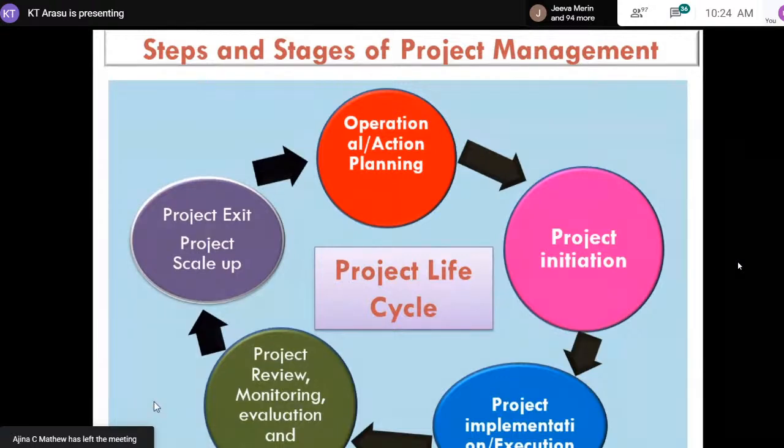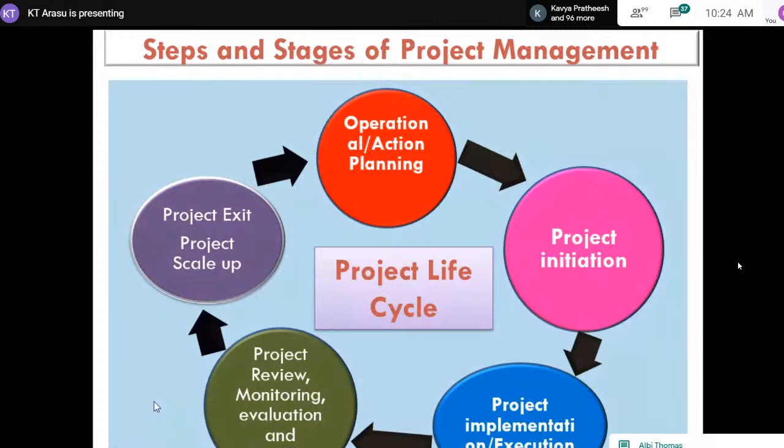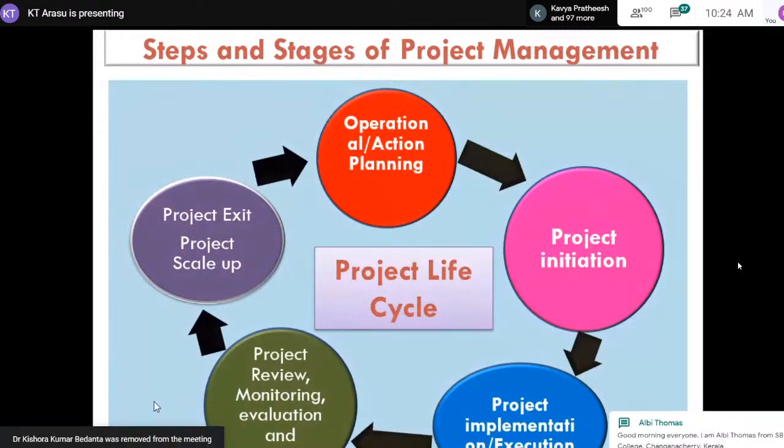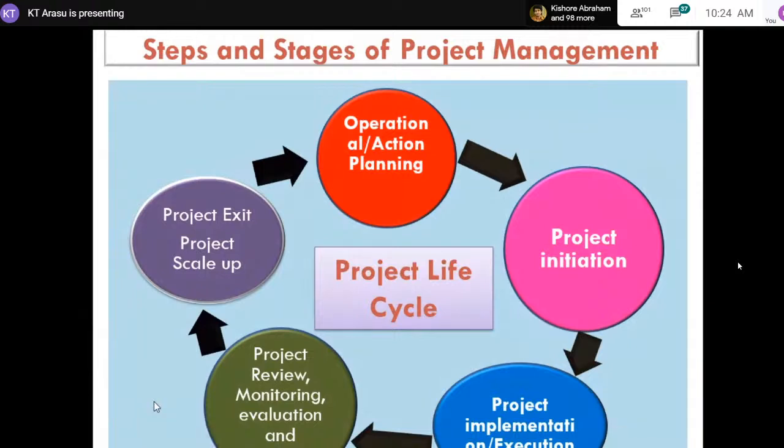Hello. Sir, I will explain in detail in the next slides on project monitoring and other things. Next stage is project exit or project phase out or project withdrawal and project scale up. The project exit: any project, because it is a funded project, has a 3 years project or 5 years project. You have to have a mechanism to have an exit.